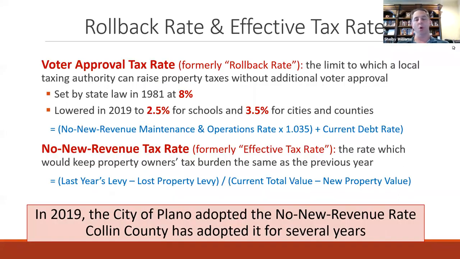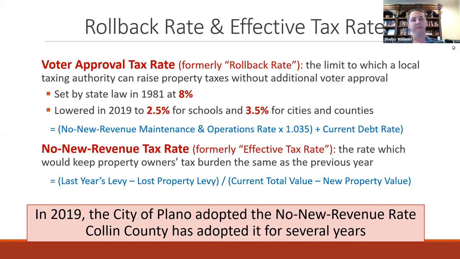Now, the rollback rate and effective tax rate is what these were known as for decades. They just got a name change. So highlighted here on the screen are what's now known as the voter approval tax rate, formerly called the rollback rate, and the no new revenue tax rate, formerly known as the effective tax rate. The reason these got a name change is because in the crucially important tax reforms, which Representative Shaheen will explain to you later, that were passed last year, everybody realized that rollback rate and effective tax rate are completely non-intuitive and nobody knows what they mean.